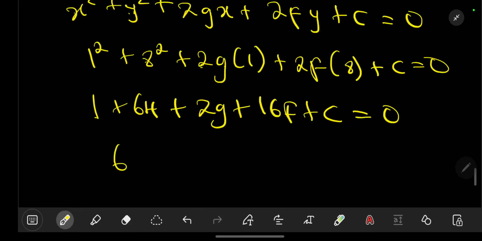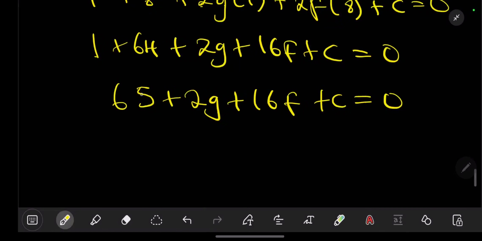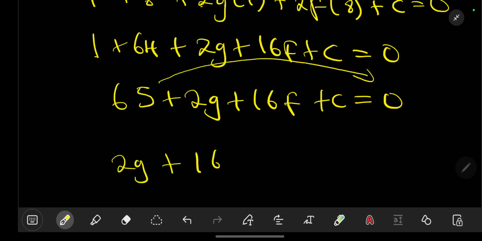1 plus 64 is 65, plus 2g plus 16f plus c equal to 0. So we take the 65 the other side, so that we remain with 2g plus 16f plus c equal to negative 65. So this will be our equation 3.